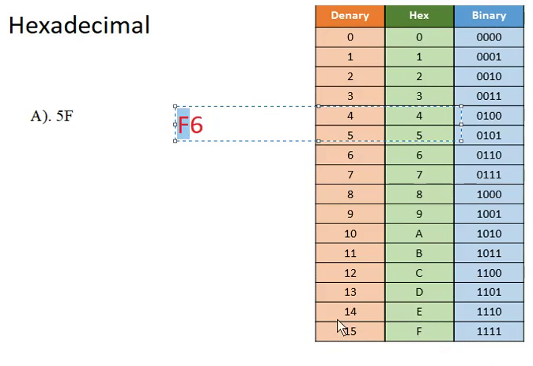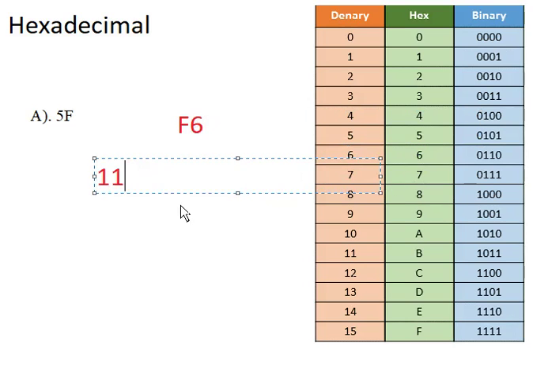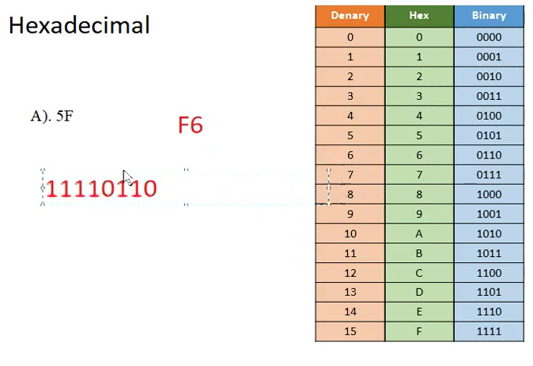The first letter, F, would be 1111, so that's the left part in binary. We're going to go through this in more detail later. And then the 6 would be 0110. So that was representing that number in binary, and it's a lot simpler.